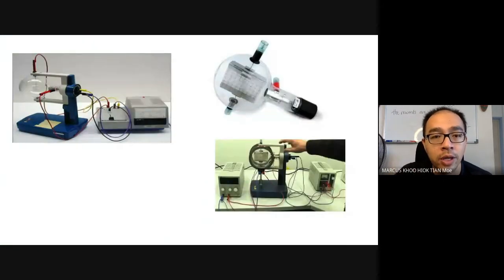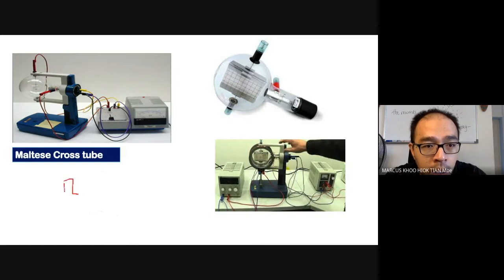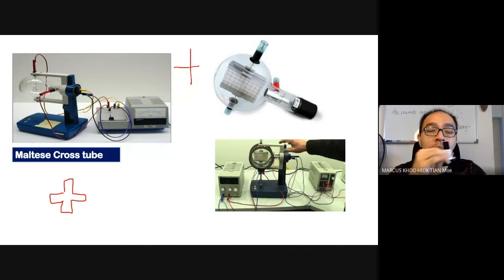We can do that by looking at these two apparatus. The first one, on the left, is called a Maltese cross tube, because inside here there is the shape of a cross. This cross is not the religious cross. It's just like an X marks the spot kind of cross, like a crossroad kind of cross. So this is called a Maltese cross tube. I don't know why it's called that. Maybe because somebody in Malta discovered it. Maybe, I don't know.